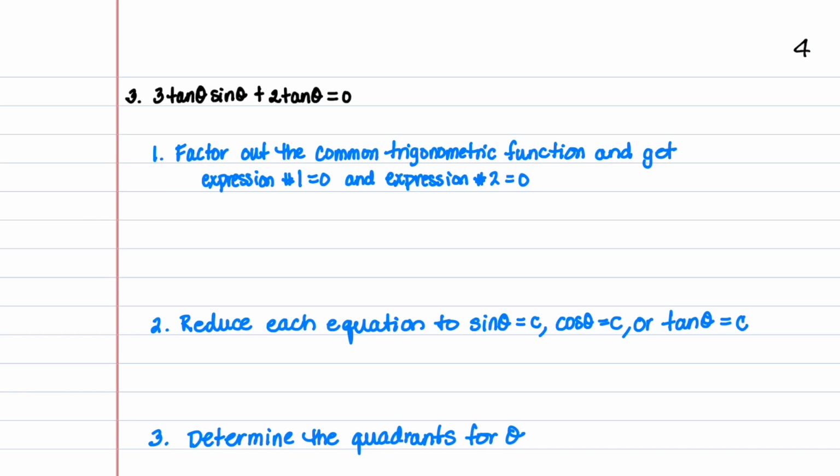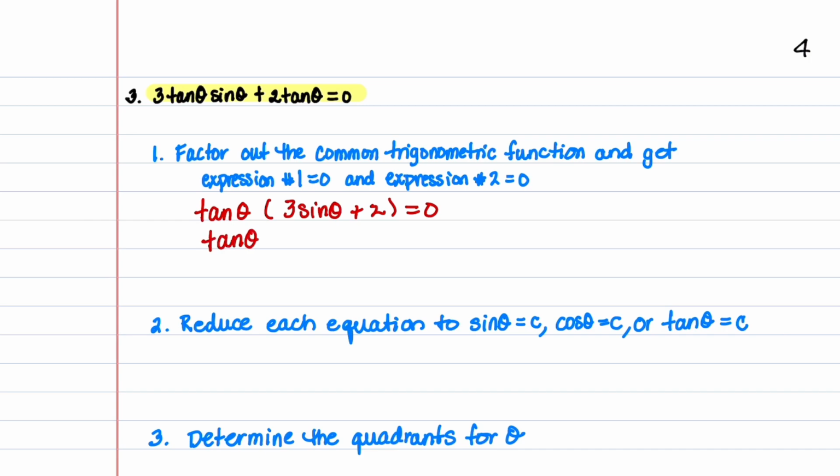The last equation that we'll solve is 3 tangent theta sine theta plus 2 tangent theta is equal to 0. We see that we have a tangent common to both terms, so we'll factor that out. This gives us tangent theta times 3 sine theta plus 2 is equal to 0. This gives us two equations.